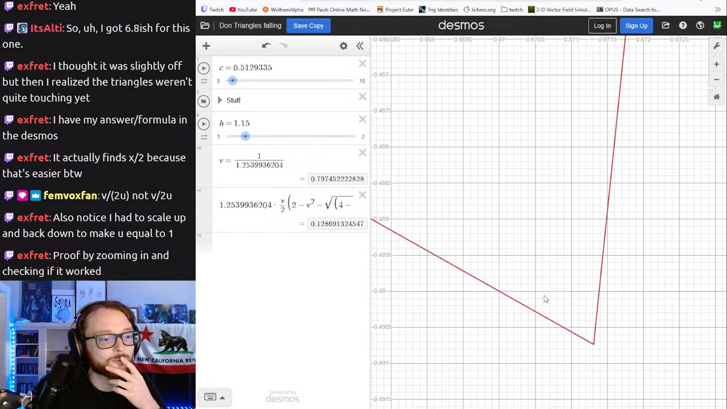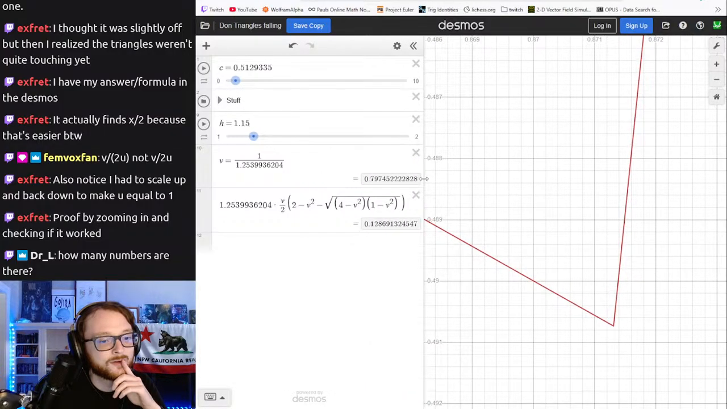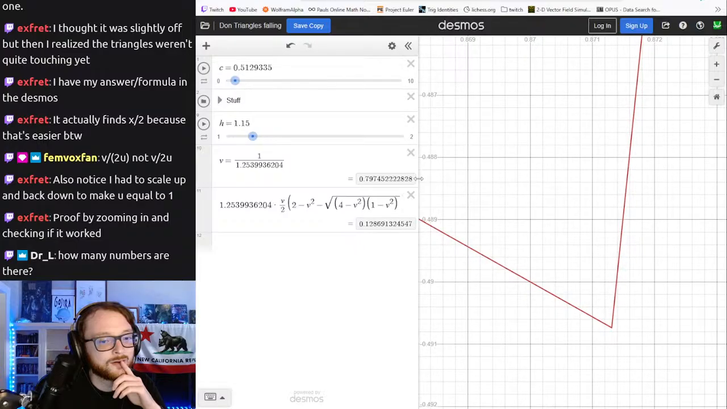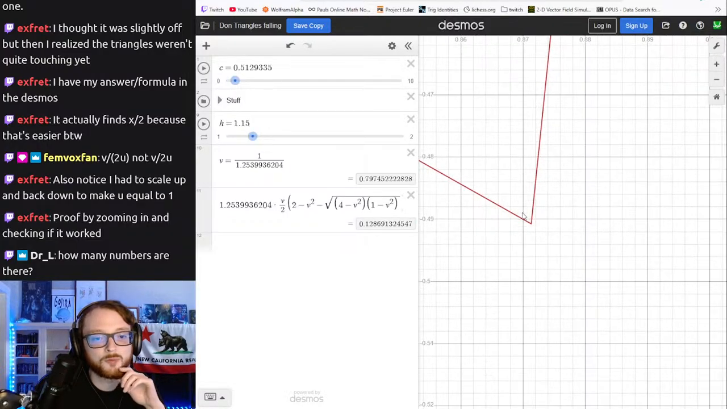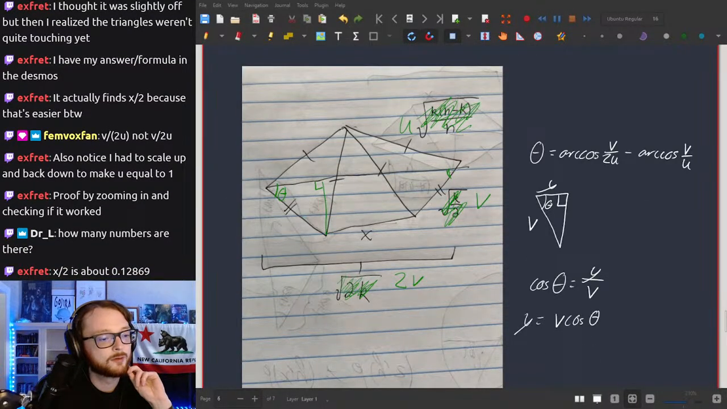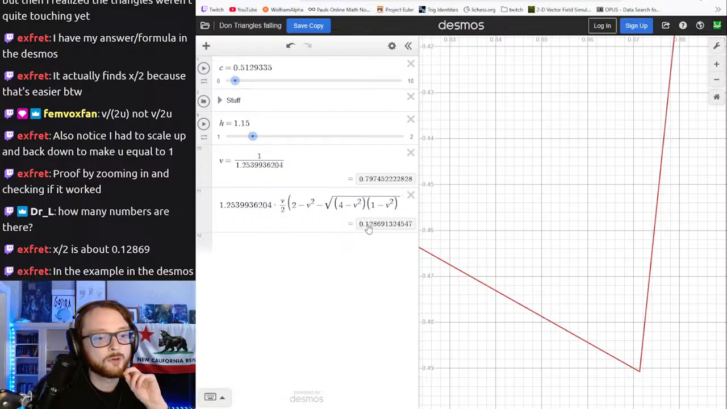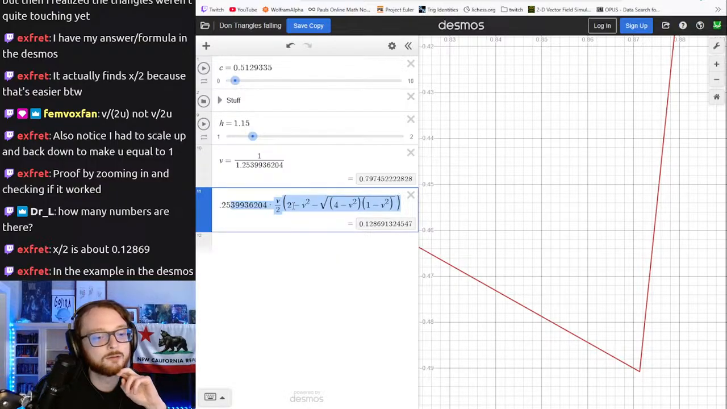Proof by zooming in and checking it worked. Scale up and back down. How many numbers are there? In the original problem, we just have U and V. I don't know if that's what you mean, Dr. L. X over 2 is about... This is x over 2 here. Okay.